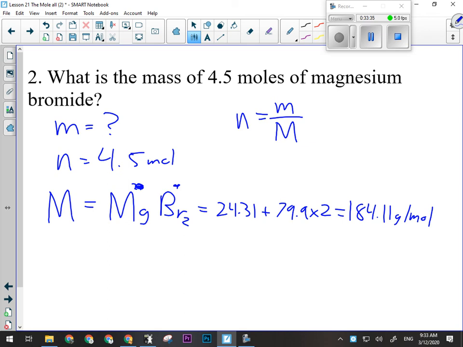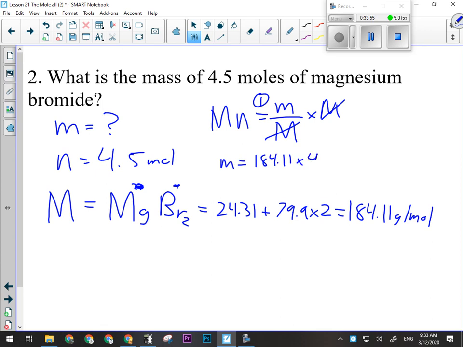So I've got to move big M over here. I'm going to multiply both sides by big M, and that's going to leave me with little m. So you'd get a mark for that manipulation, and you'd get a mark for plugging in your numbers correctly.